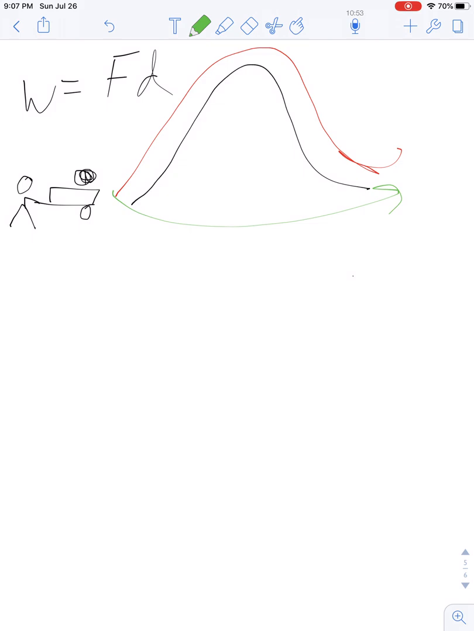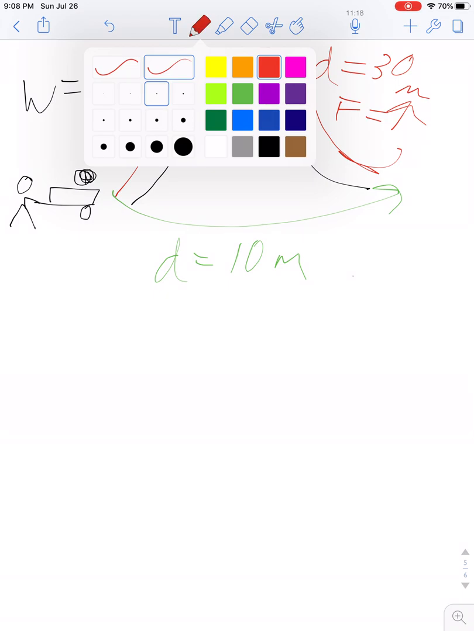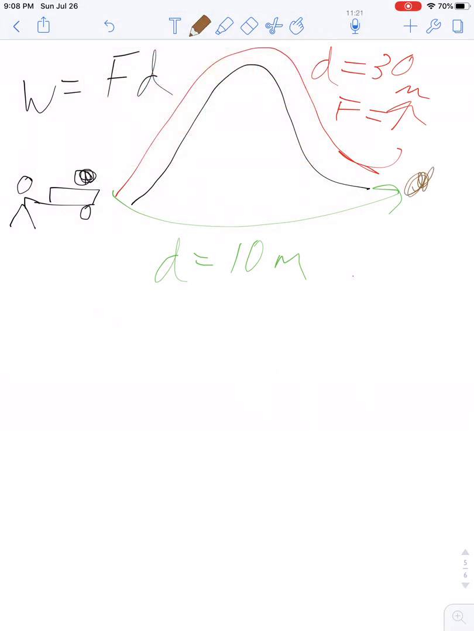Well, which is the longer distance? If I go around the mountain, my distance is going to be 10 meters. If I go over the mountain, my distance is going to be 30 meters, and I am going to require a higher force. So obviously going over the mountain is going to be more work than going around the mountain, even though I'm ending up in the same destination. Okay? So work is a non-state function.